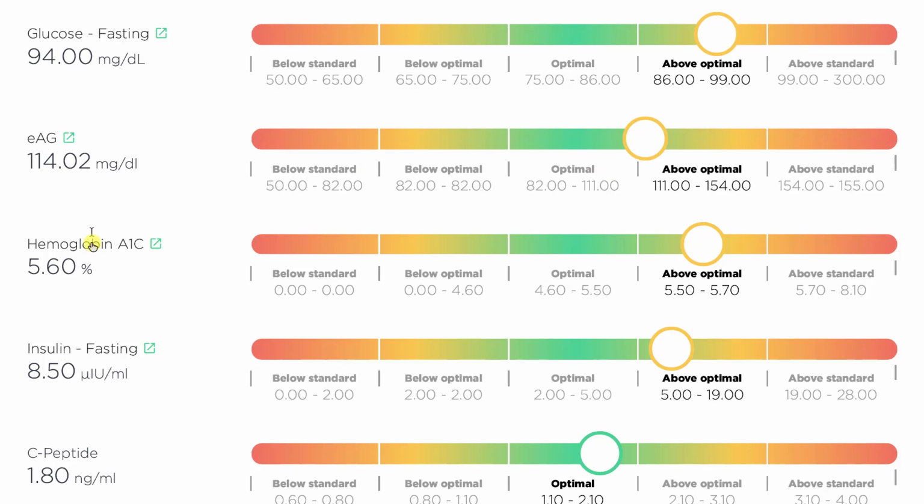Definitely also when we look at hemoglobin A1C, hemoglobin A1C is a 3-month average of how well you've been handling glucose over the last 3 months. When it's above 5.5 but below 5.7, combined with blood glucose greater than 100, that would definitely be pre-diabetic. You're definitely moving in that trend. As you can see, a lot of these markers here are above optimal.